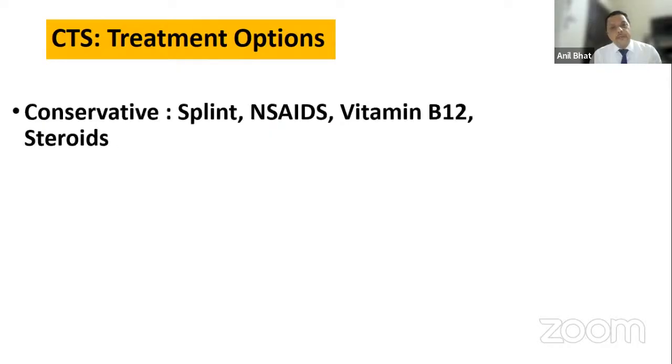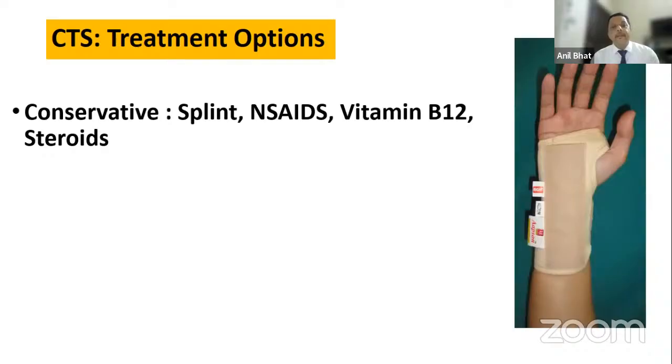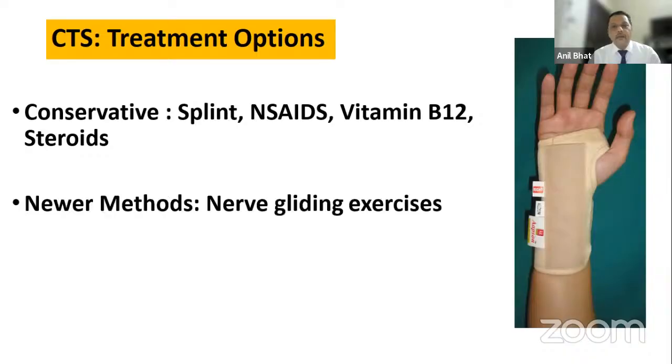Treatment, as I told you initially, is generally the same here. We give a splint, basically at night, so that the hand doesn't go into extremes of position, either dorsiflexion or palmar flexion. It is kept in the neutral position. We add vitamin B12 and sometimes local steroids, ultrasound guided, if the patient is not ready for surgery and things like that. Nerve gliding exercises are taught to the patient.